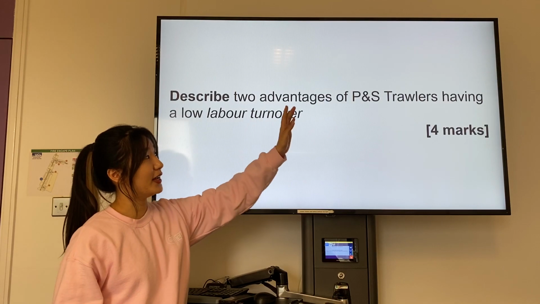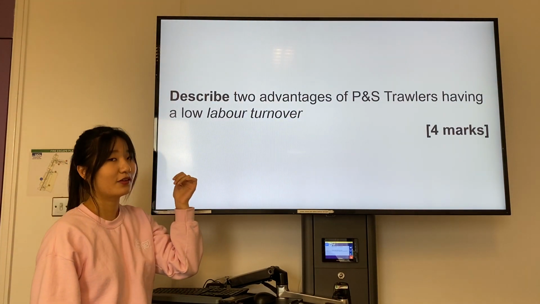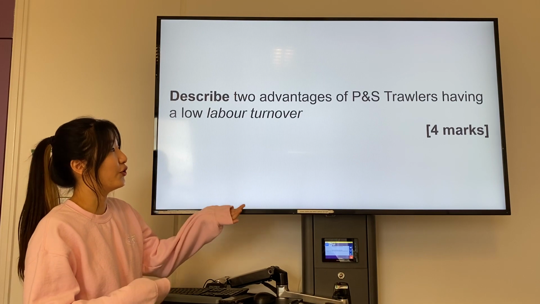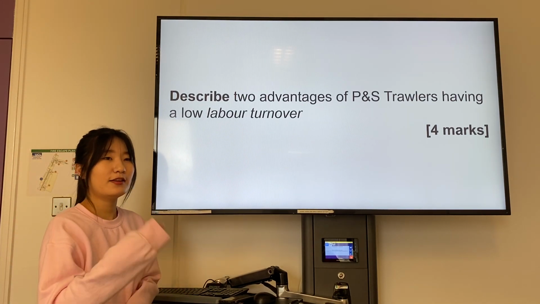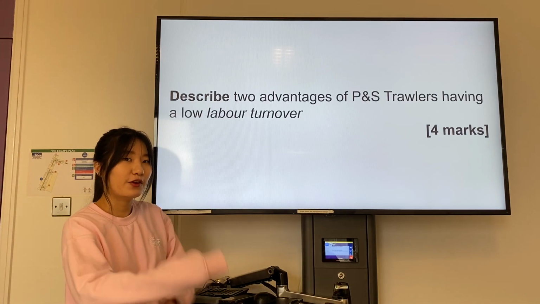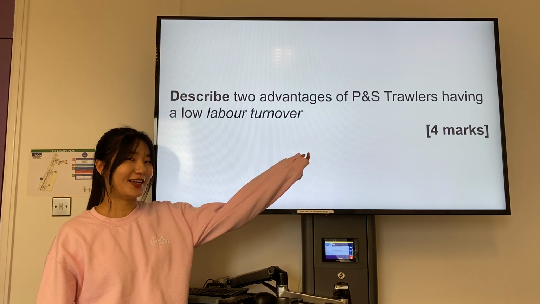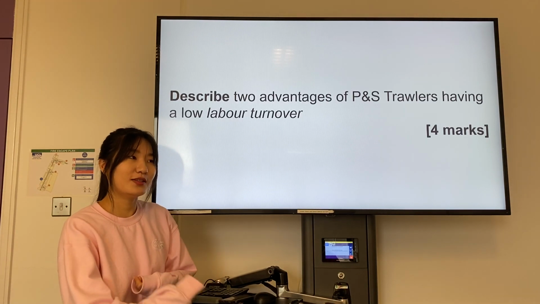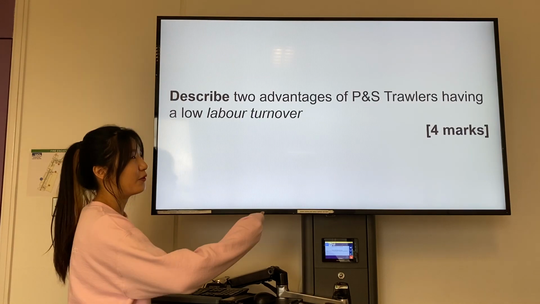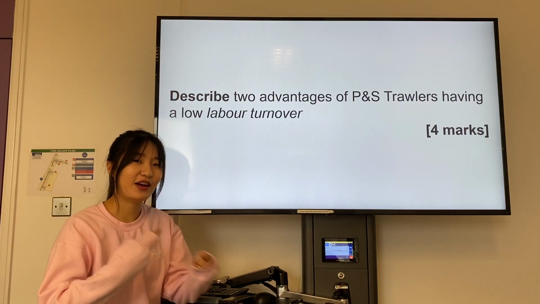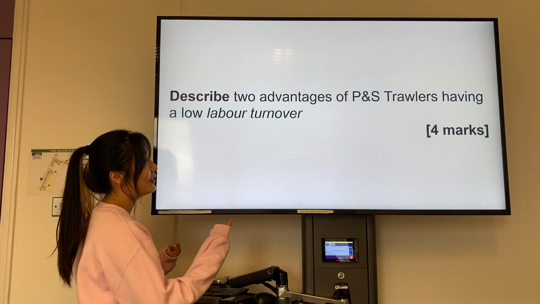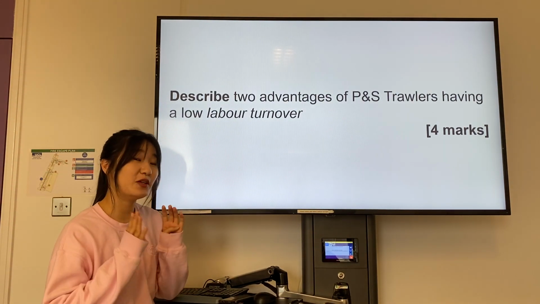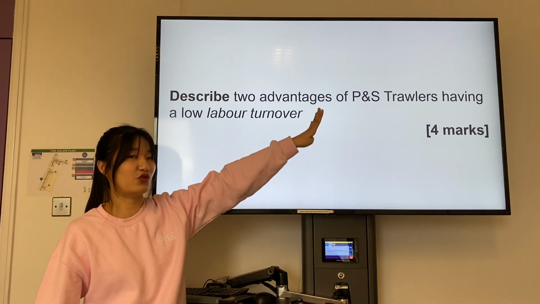It specifically said P&S trawlers having a low labor turnover. So, a clothes shop, what's an advantage for a clothes shop having low labor turnover? Well, the staff can build friendship with customers if they're not changed as often. But for a fishing industry, that's not the case. The fact that they have low labor turnover doesn't mean that they're going to build relationships with customers, because workers within the fishing industry don't interact with customers. So this is what I mean by apply it to the case study. What is it about the low labor turnover that's specifically beneficial to our fishing industry, P&S trawlers?